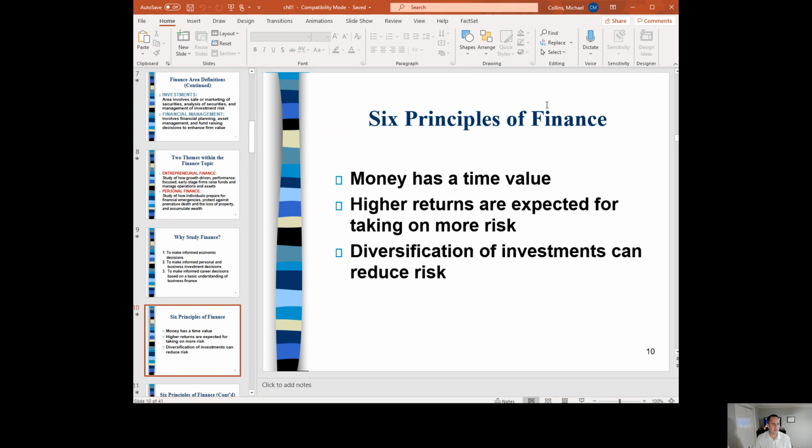6 principles of finance. Money has a time value. We've beat this topic to death so far. Higher returns are expected for taking on more risk. The discount rate we've used in some of these math problems represents that risk. Diversification of investments can reduce risk. So being invested in different areas. So, for example, having exposures to tech versus healthcare.